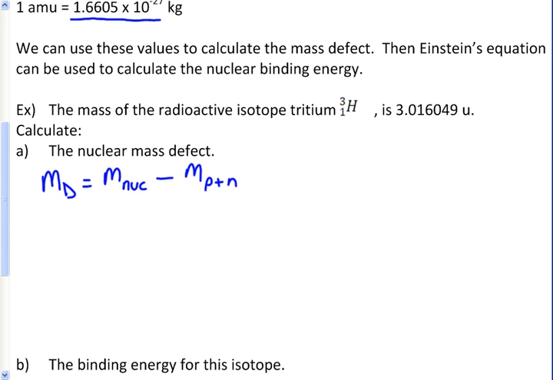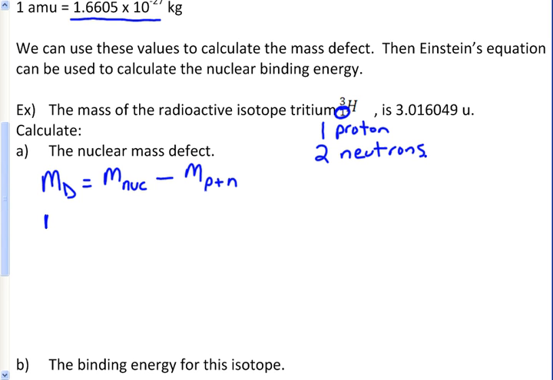Now the one thing that you're going to want to say here is that there is 1 proton. So remember that that's what that number is right there. The bottom number is the number of protons. The number of neutrons is the atomic mass minus the atomic number. So 3 minus 1 is 2 neutrons.